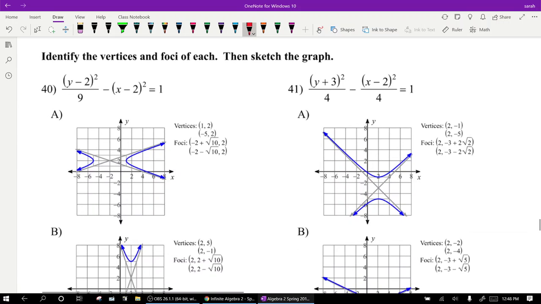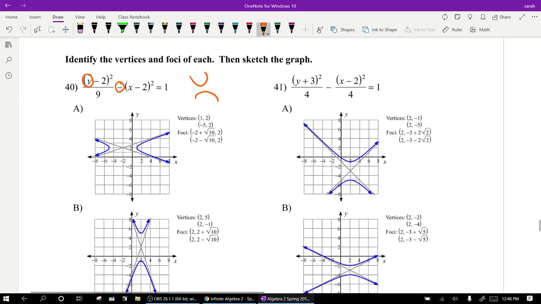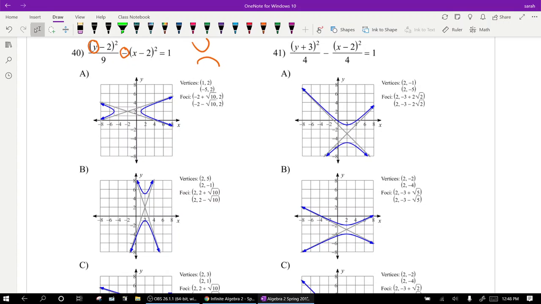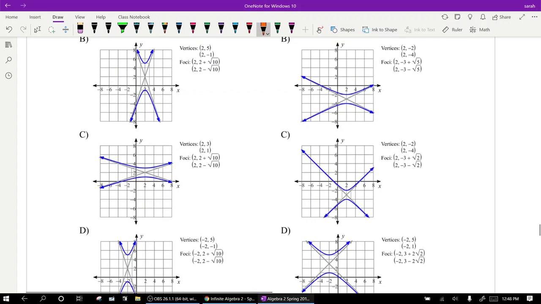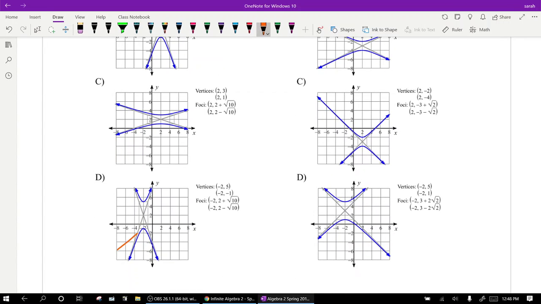All right, number 40. Got another hyperbola here. I see that it's a hyperbola because of that minus. The first term is Y. So that tells me it's going to look like this. So I'm going to eliminate anything that doesn't look like that. So this one isn't it, and D is not it. We automatically know those are not it.